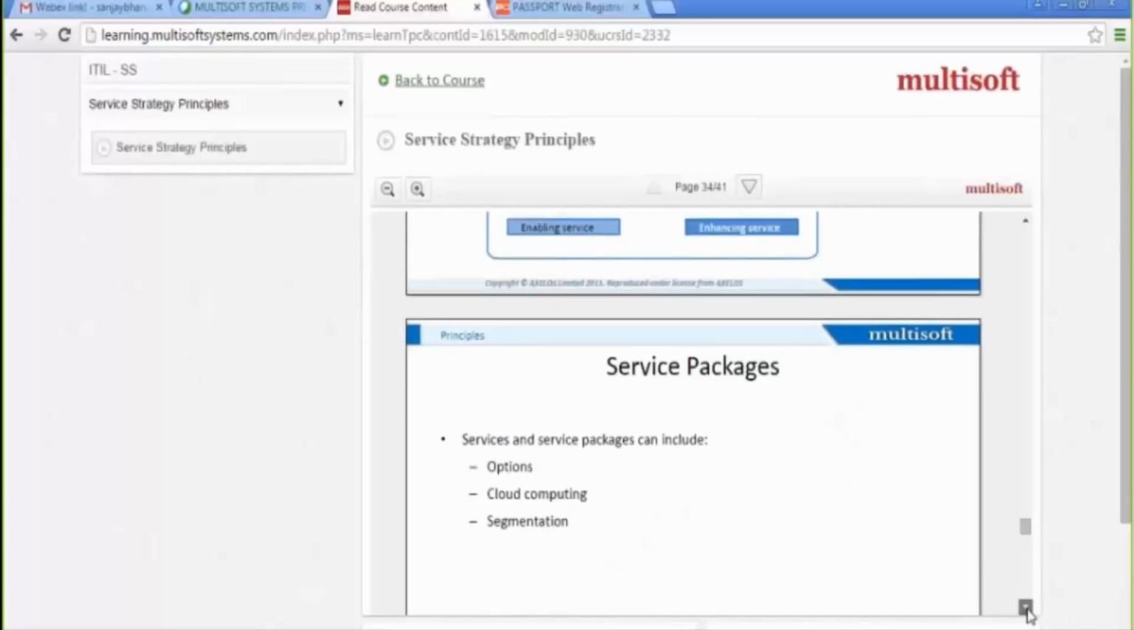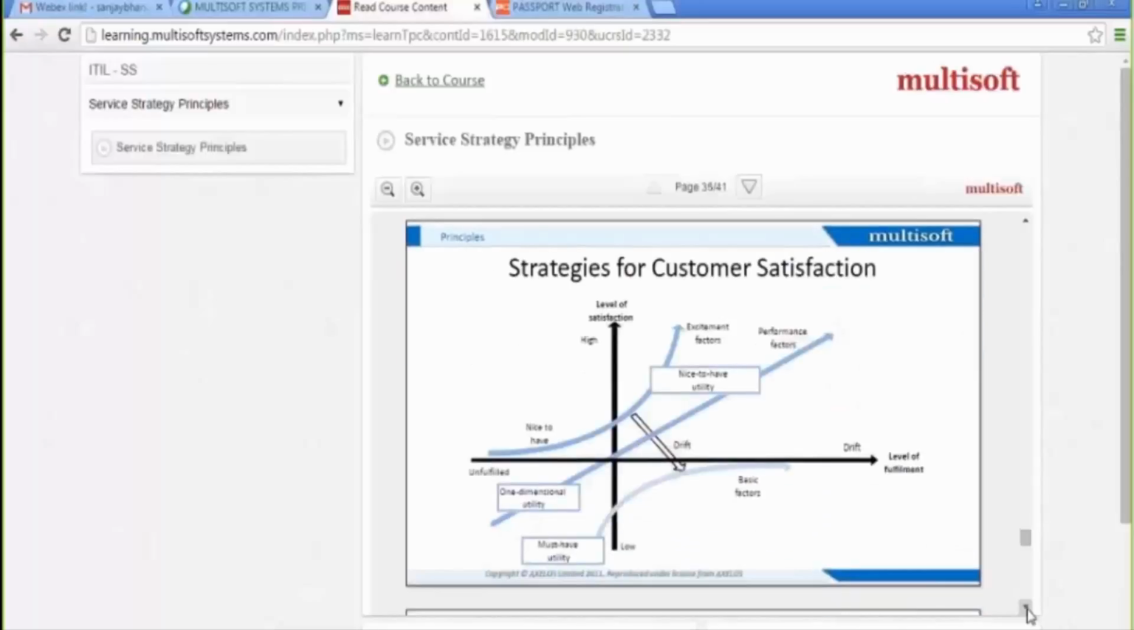Okay, and here are some strategies for customer satisfaction. So here you can see it's nice to have a utility. So utility, I mean, if we are delivering a complete, successful utility to the customer, right? So that is my level of certification high. Okay. So here we have nice to have utility. Okay. Excitement factors and performance factors.